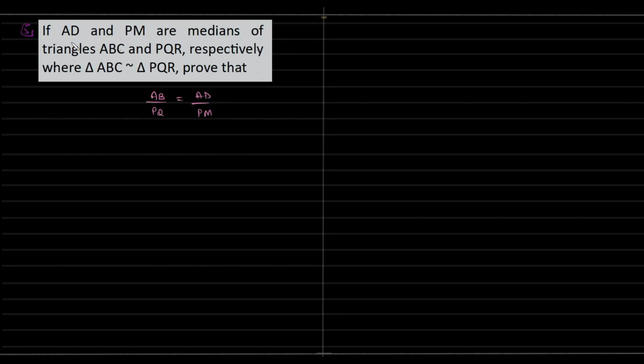If AD and PM are medians of triangles ABC and PQR respectively, and triangle ABC is similar to triangle PQR, prove that AB by PQ is equal to AD by PM. So we have two triangles and their medians. Not a complicated diagram. Just a minute, let me draw it. Diagrams are a must to draw, right?